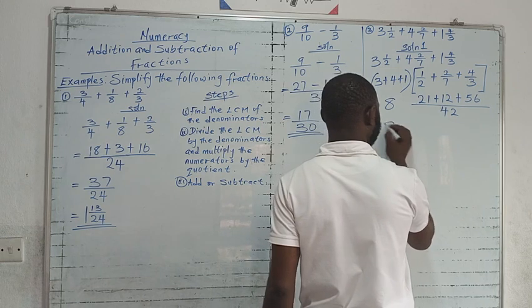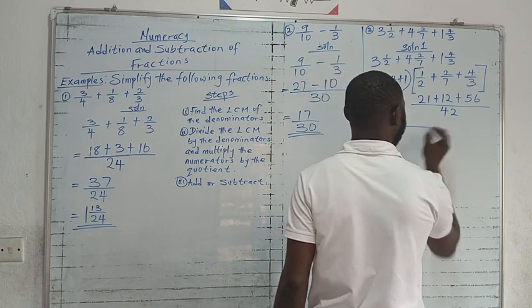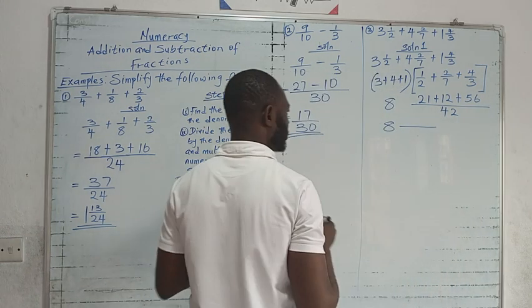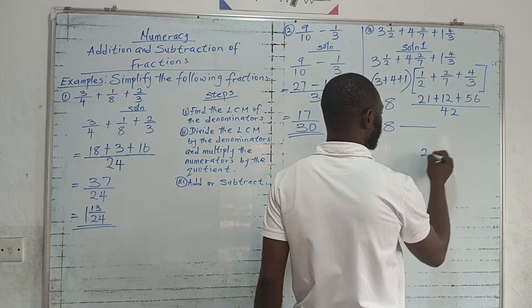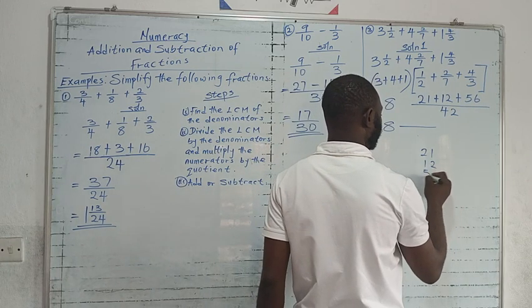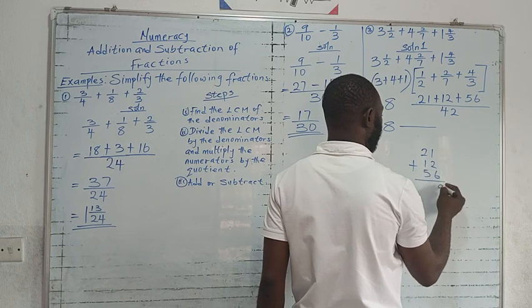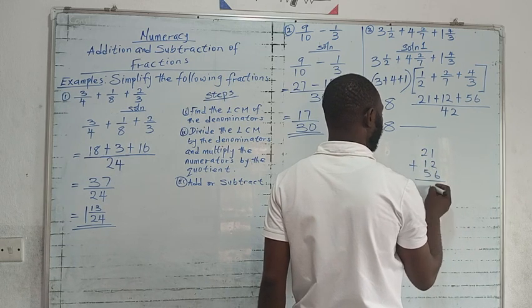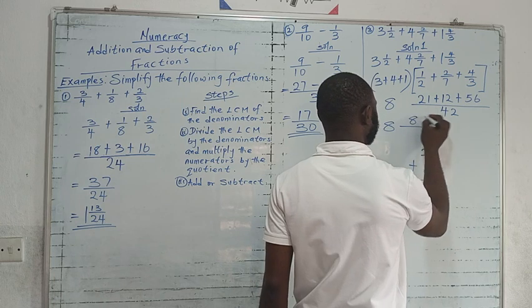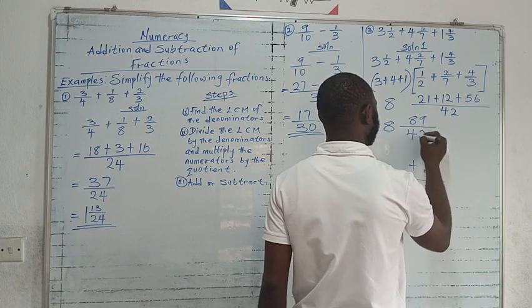So the 8 still comes down. Then what follows it? Add or subtract. So let's go: 21 plus 12 plus 56. 1 plus 2 plus 6 is 9. 2 plus 1 plus 5 is 8. So I have 89 over 42.